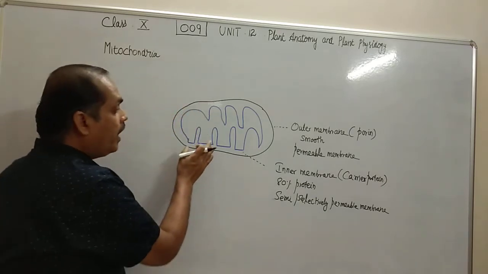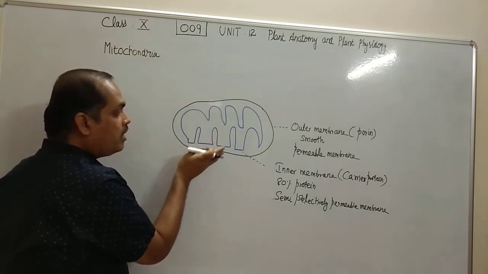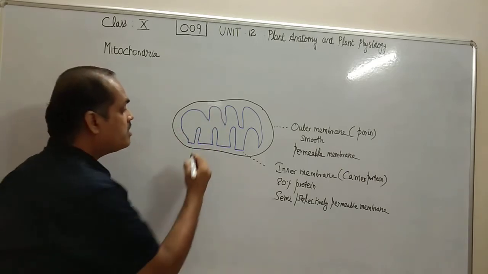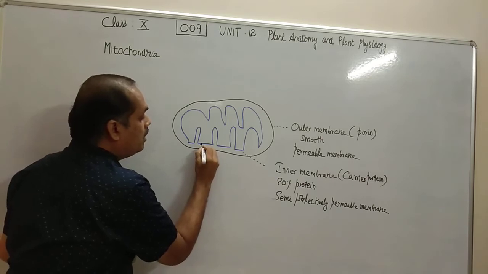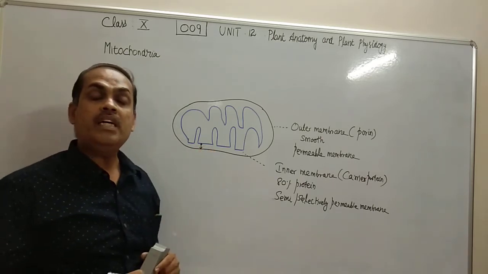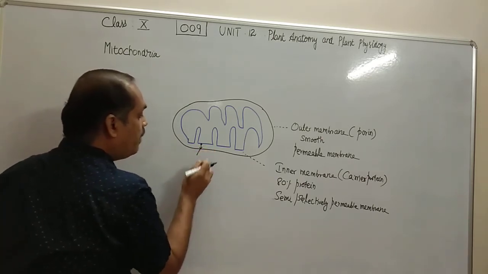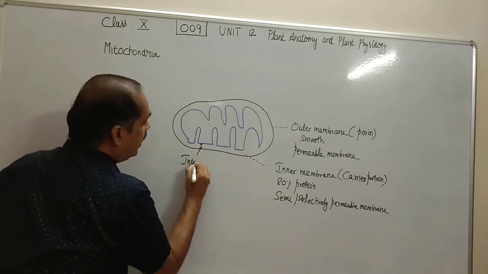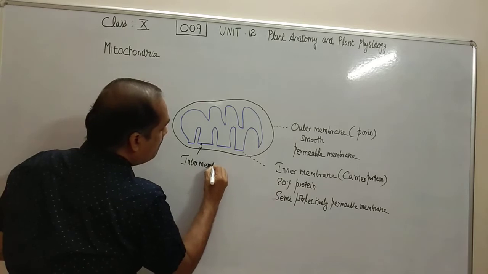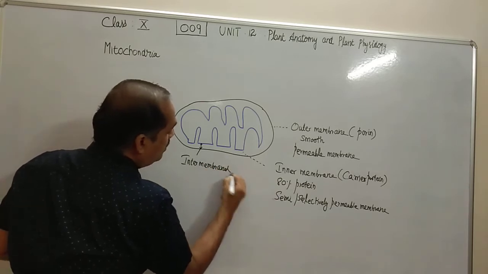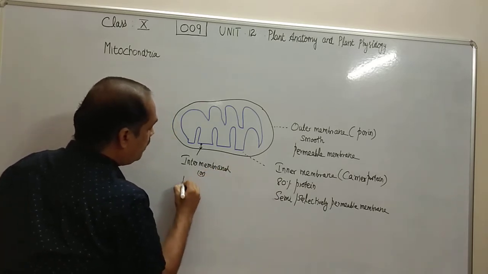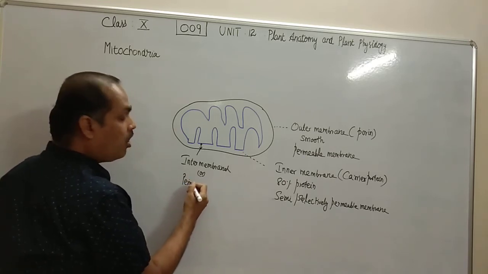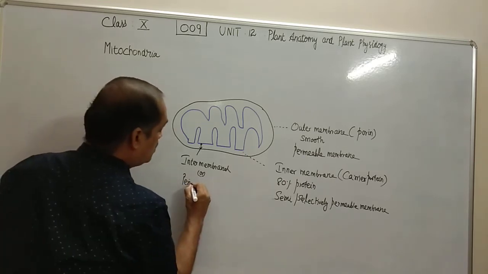Now you will be able to see the outer and the inner membrane. Between the outer and the inner membrane there is a space. Now this space is called the intermembranous space. The space between the outer membrane and the inner membrane is called the intermembranous space, or it is called the periplasmic or perimitochondrial space.